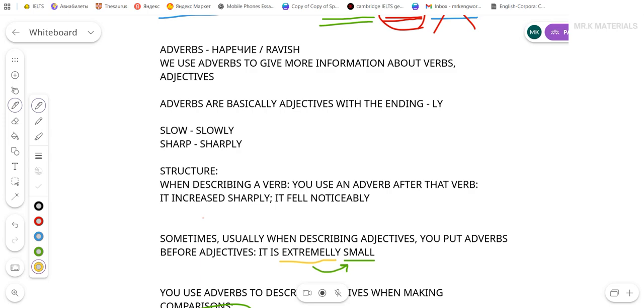Now, in the same topic, you'll find quiz questions where you can practice accurately using adjectives and adverbs in IELTS Writing Task 1.